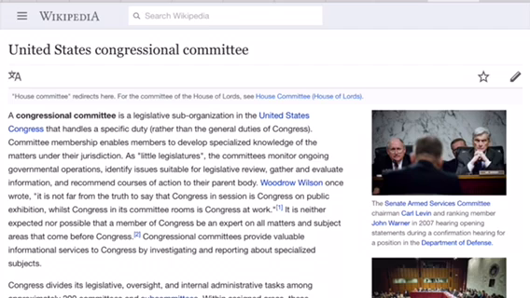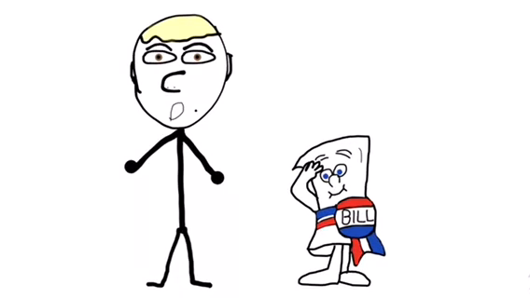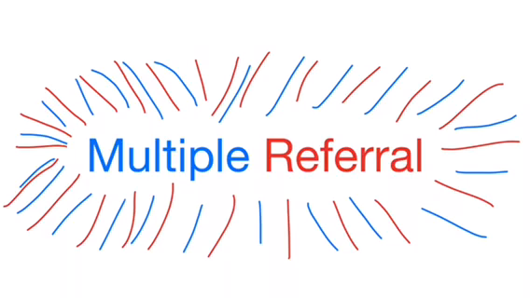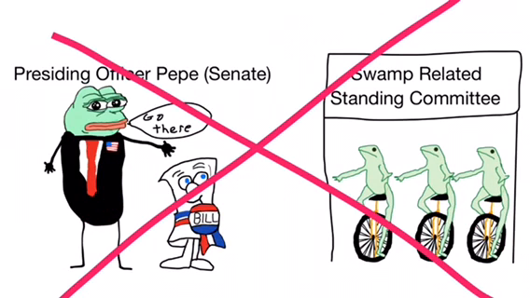A congressional committee is a legislative suborganization in the United States Congress that handles a specific legislative duty. A standing committee is a permanent congressional committee. Bills can even be referred to many different committees at the same time. This is called multiple referral. If the Speaker of the House or presiding officer of the Senate refuses to refer a bill to a committee, then the bill is considered dead.